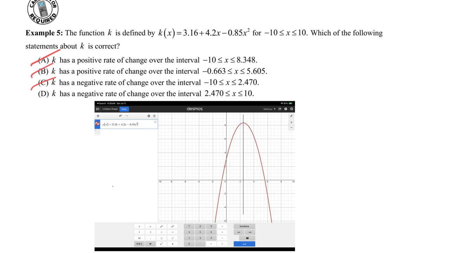Let's hope. Let's look. From 2.47, which is, if you actually use Desmos or your graphing calculator, you could have found the vertex, and it would have been 2.47. So from there to the right to 10, those are all negative slopes. So our answer did come out to be D.